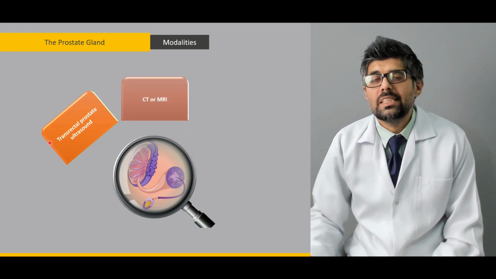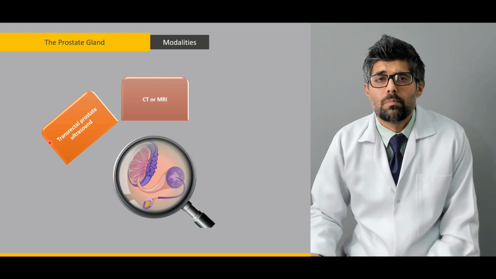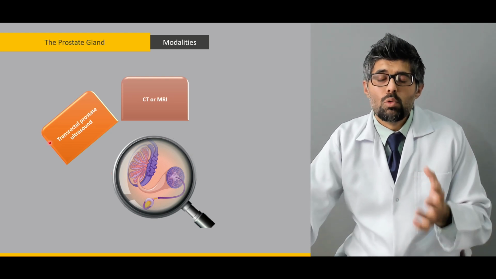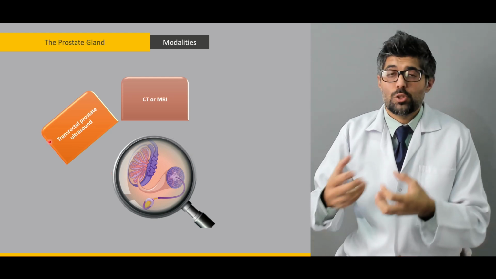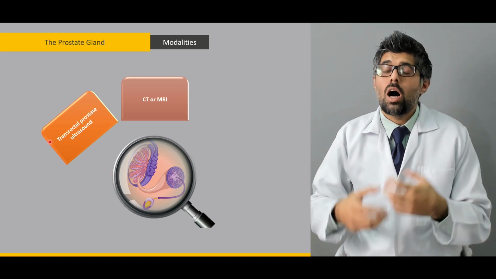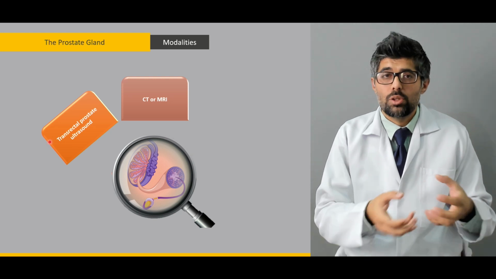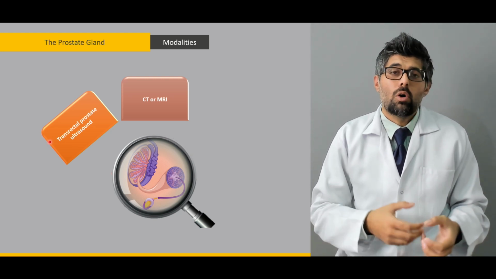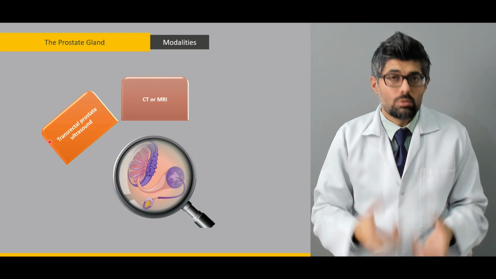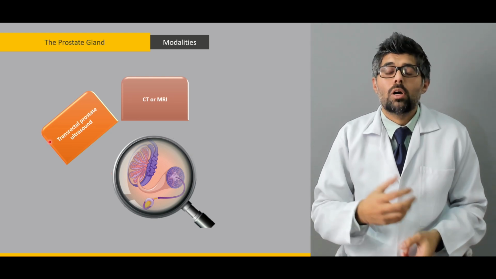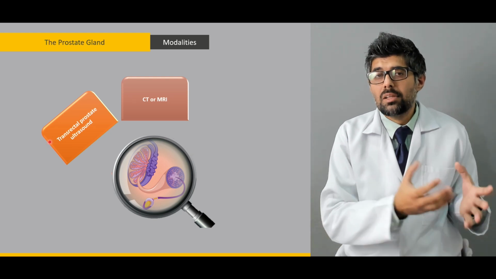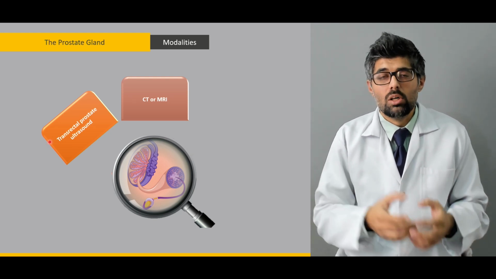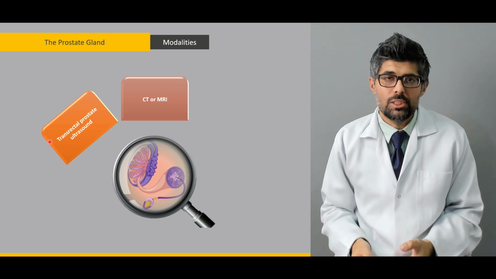Then we have the CT scan or the MRI. Now, if we want to know more about the prostate gland, which lobes are involved, how they are putting pressure on the male urethra, or which lobe is not involved, or we want a more detailed picture of the prostate gland, then the unenhanced CT scan or the MRI is used.